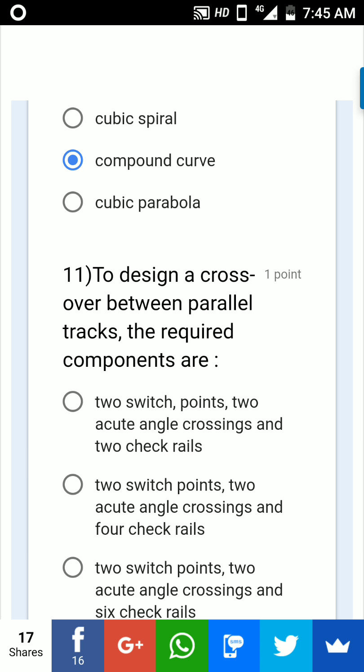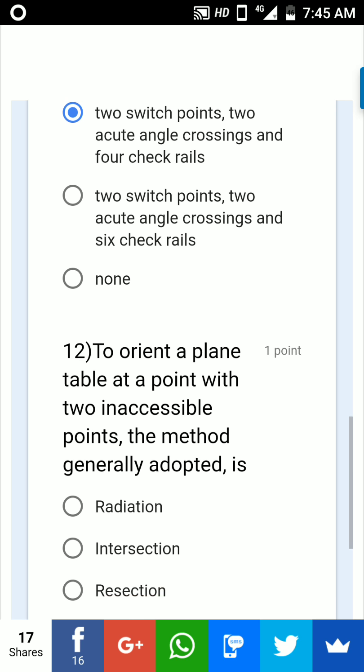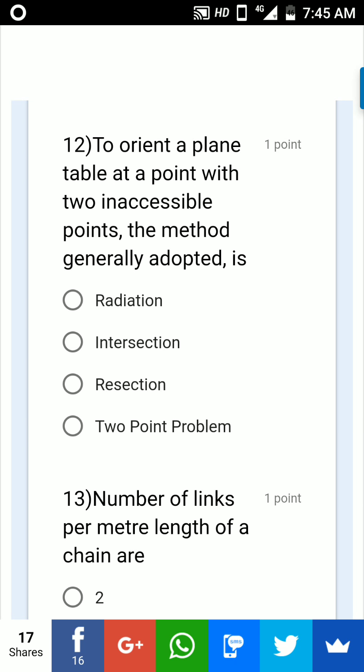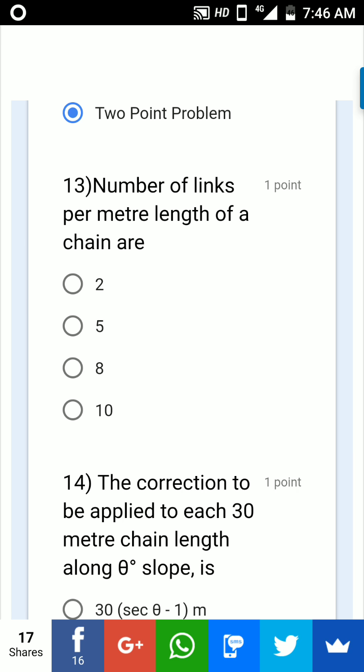To design a crossover between parallel tracks, the required components are 2 switch points, 2 acute angle crossings and 4 check rails. To orient a plane table at a point with 2 inaccessible points, the method generally adopted is the 2-point problem. Number of links per meter length of a chain are 5.